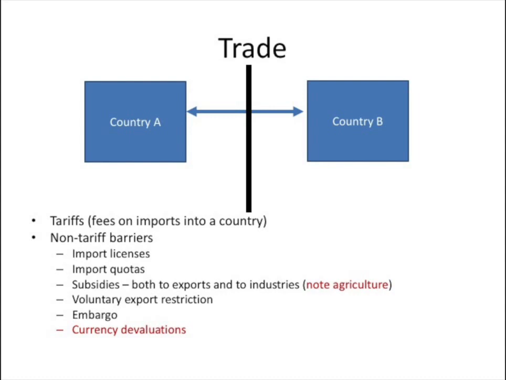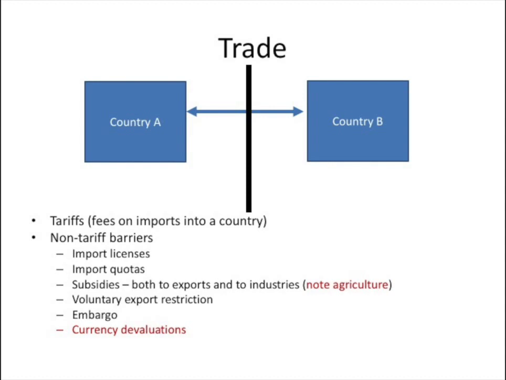Voluntary export restrictions, embargoes. An embargo would be the ability to just say no more trade between country A and country B. For example, this happened a couple years ago. Russia had a wheat yield shortfall. They embargoed any exports. That would obviously be a barrier to trade.